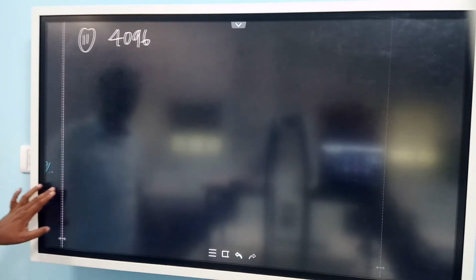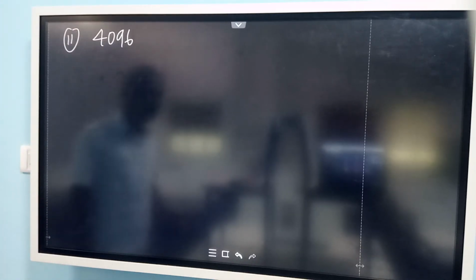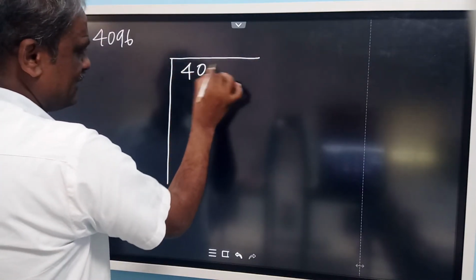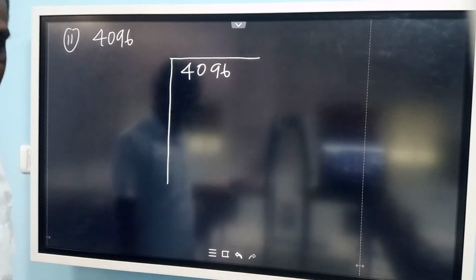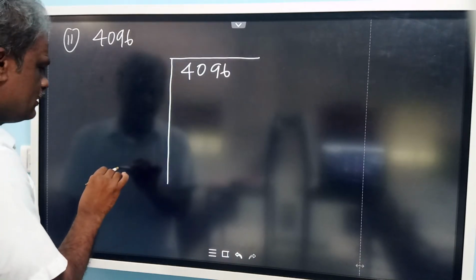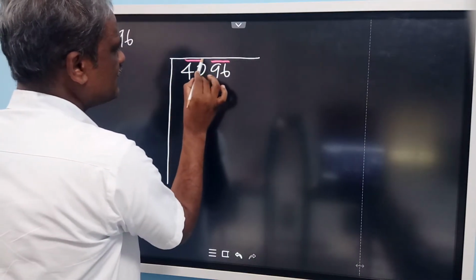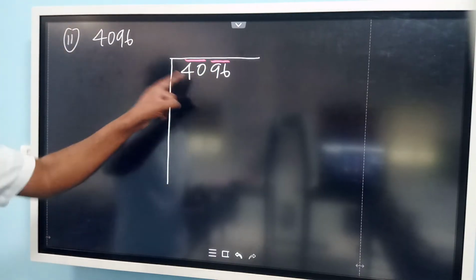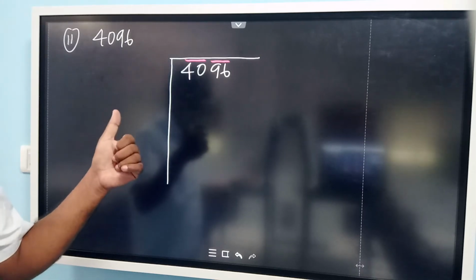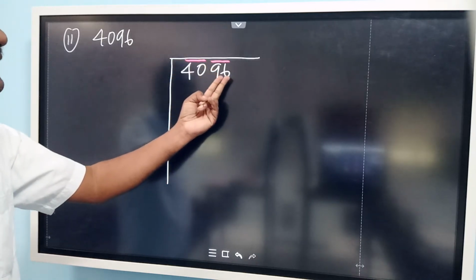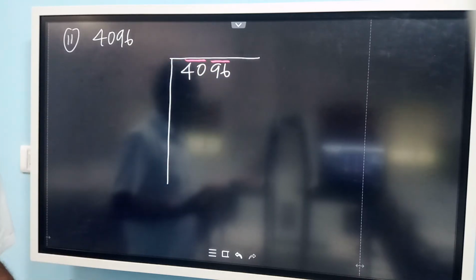We want to find the square root of this number, 4096. As I said, you write it like this under these lines. What is the first step? Grouping, two-digit numbers. Let us make one group, and this is another group. So the last group also has 2 digits now. In the previous case, there was only 1 digit in the extreme left.